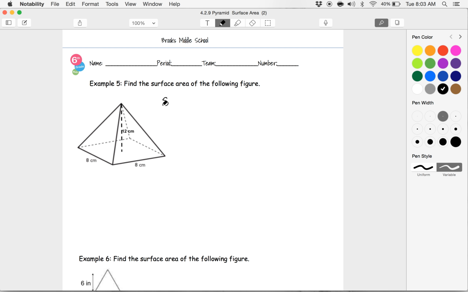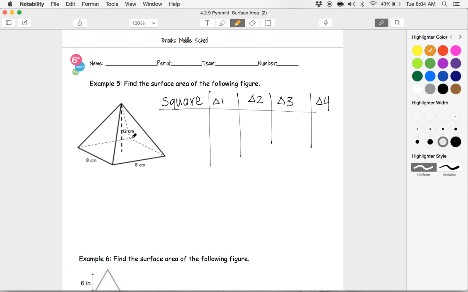So I'm going to start with my square. And I also can see that I have 4 triangles. Triangle 1, triangle 2, triangle 3, and triangle 4. For my square, that's this guy down here. He's my base. I'm going to do area equals base times height. Area equals 8 times 8, which should be 64. And I'm going to check real fast just because my brain is escaping me. Yep, 64. Okay, 64.